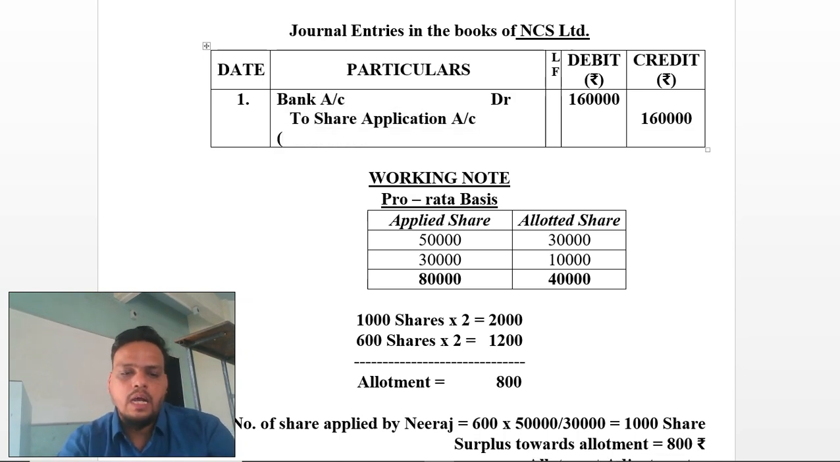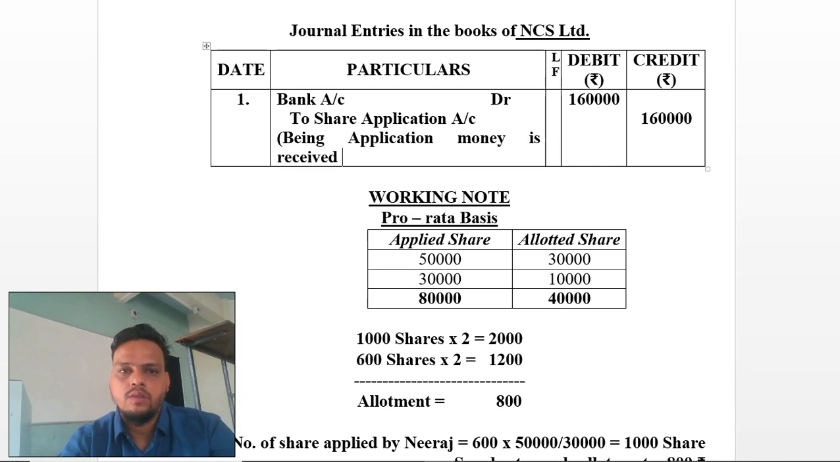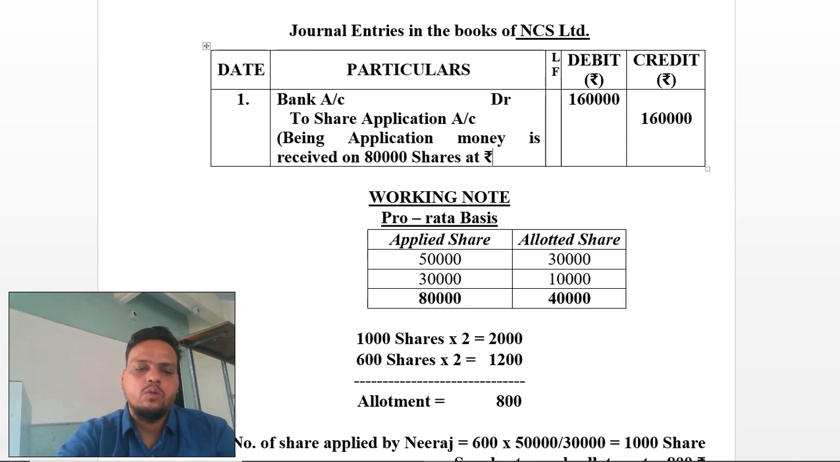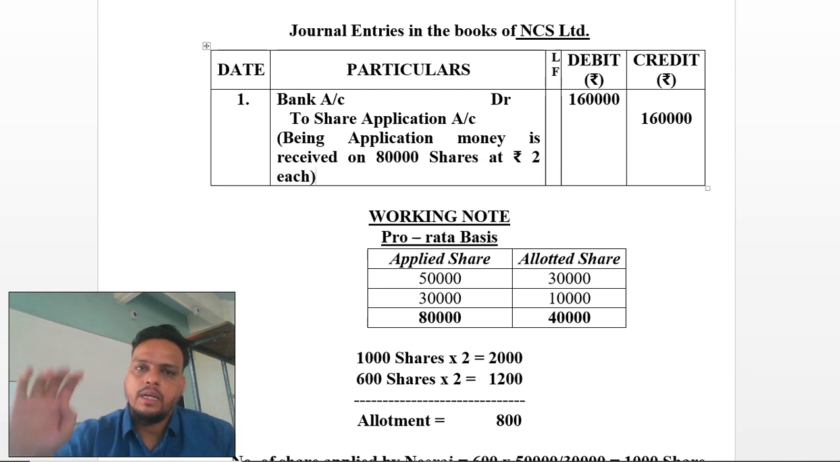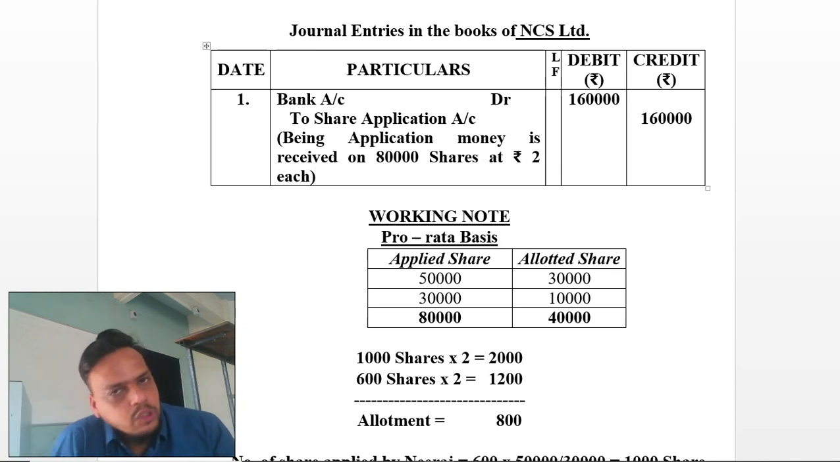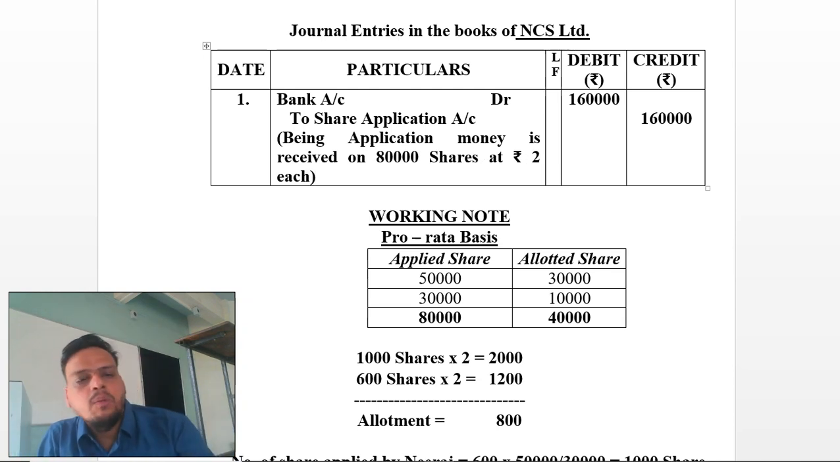Now I am writing the narration: being application money is received on 80,000 shares at rupees 2 each. Bracket close. This is the first entry we are doing as a normal part.